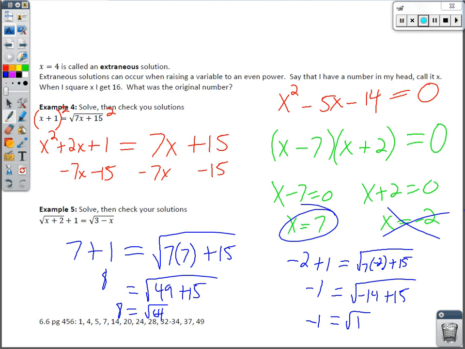We're going to skip example 5. That one's more complicated. I don't want to take the time to do that right now. I'd rather give you the time to work on your homework, which is at the bottom. And I'll see you guys next class.